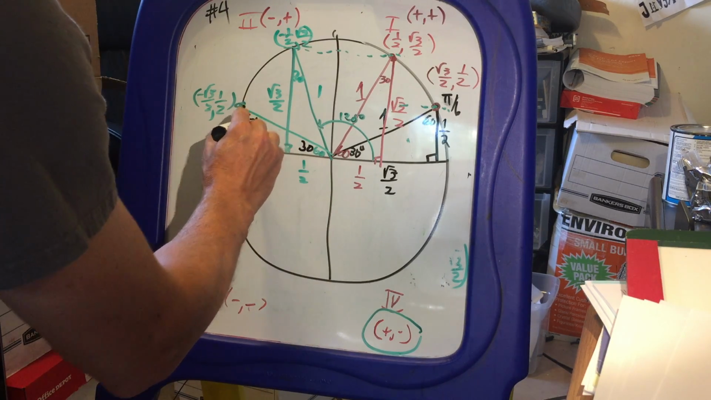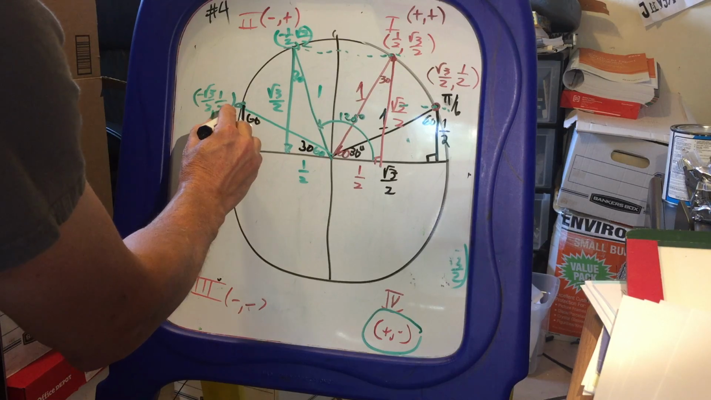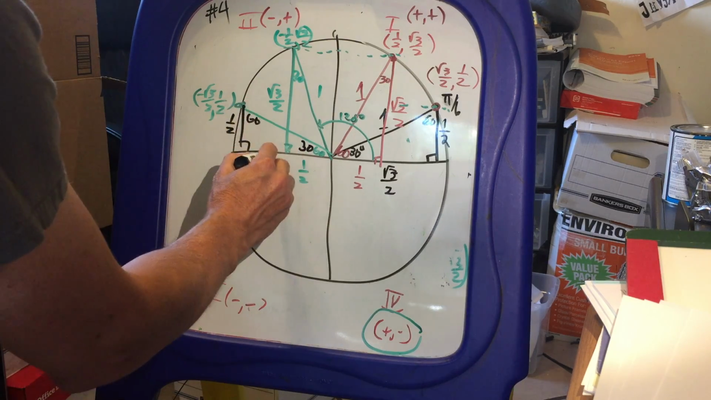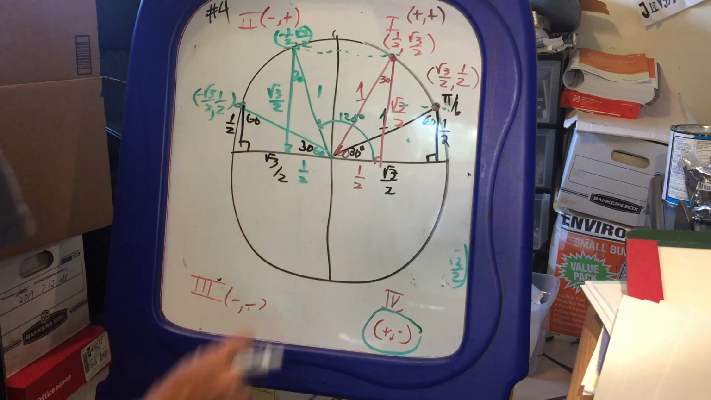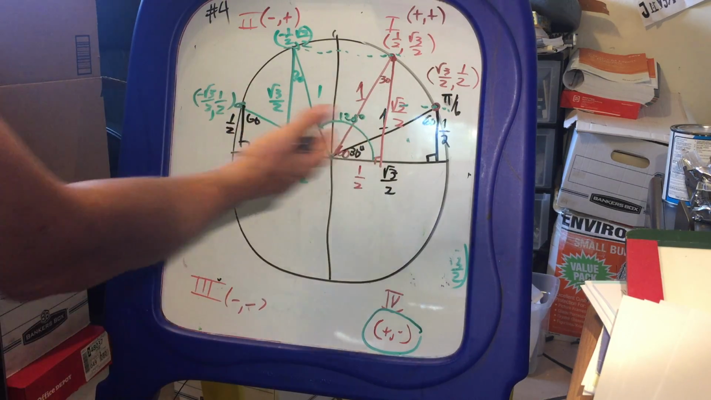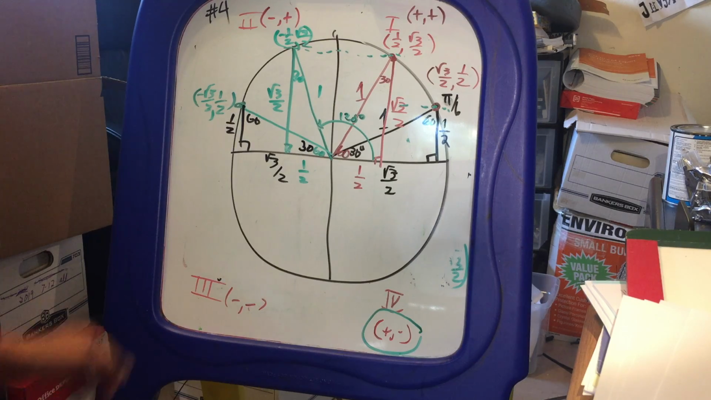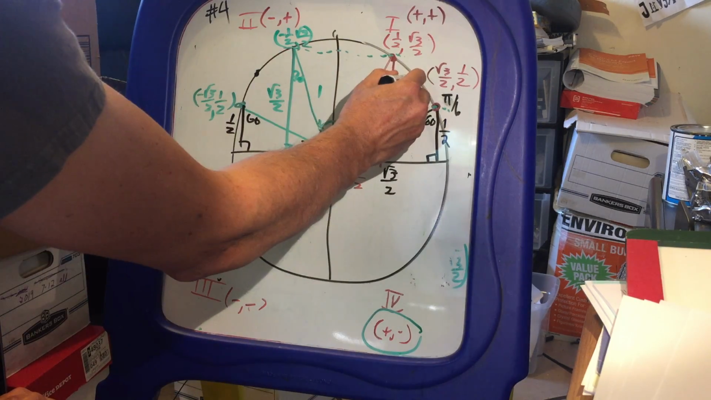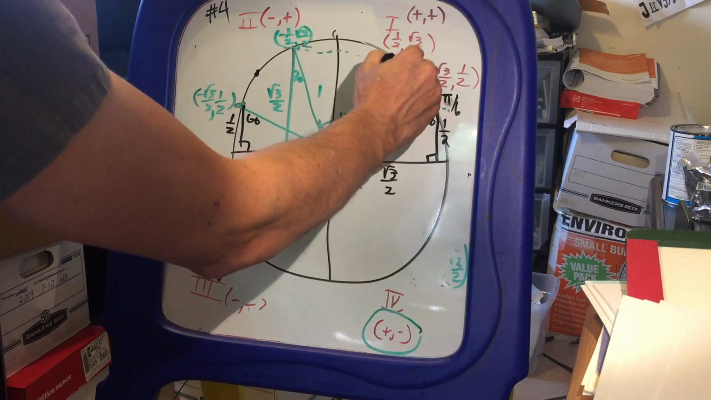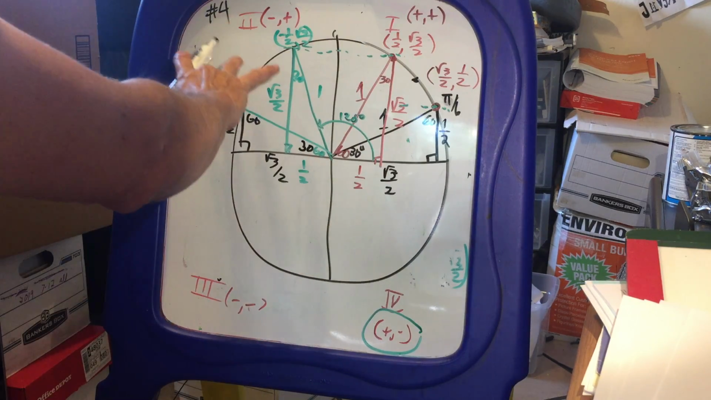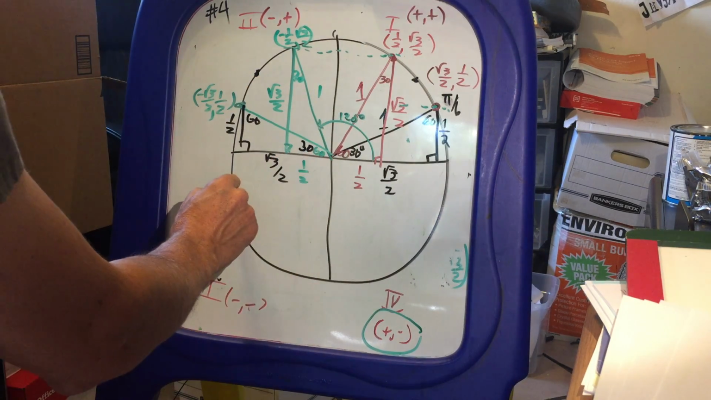And the 60s here, across from the 30, 1/2, right here. Across from the 60, root 3 over 2. But we're negative because we're to the left of the y-axis. That's the coordinate there. Now remember, we just did the 45s. Those are in here as well. Those are root 2 over 2s and stuff, and negative root 2 over 2s. Okay, so think about this one.